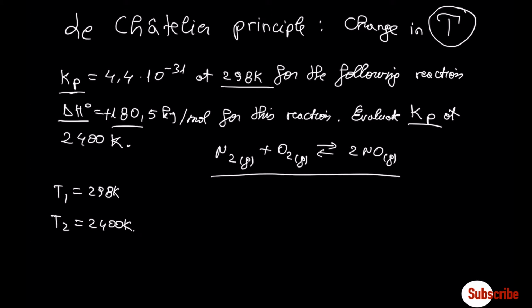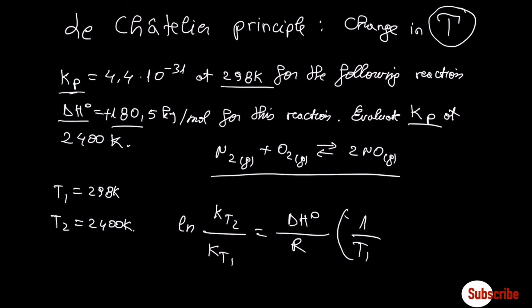In order to solve this kind of problem, we are going to use the van 't Hoff equation, which is... let's solve this equation in order to find the equilibrium constant at 2400 Kelvin.